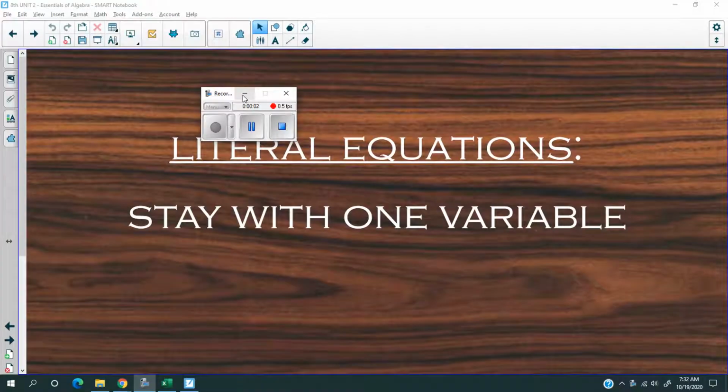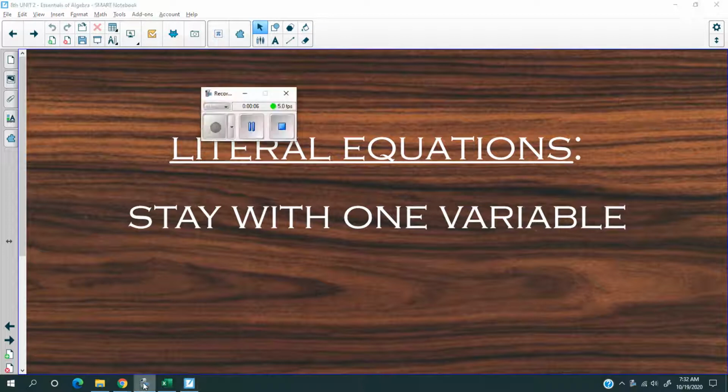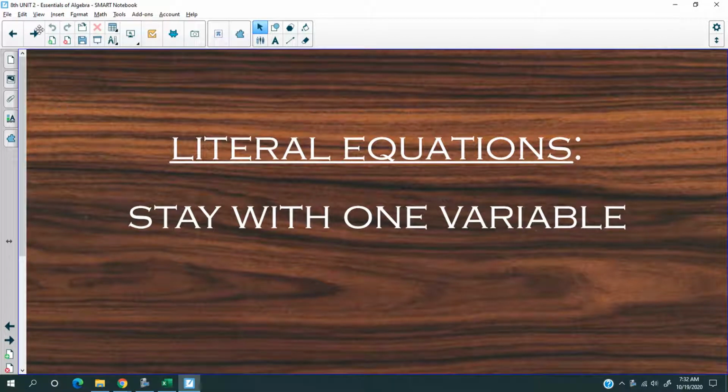Okay, all right. So in today's lesson, we're going to go toward the final frontier, which are literal equations. So let's see what that looks like. Okay, all right. So here we are with literal equations. So you might want to write this down, all right? So literal equations. So what are we talking about here?